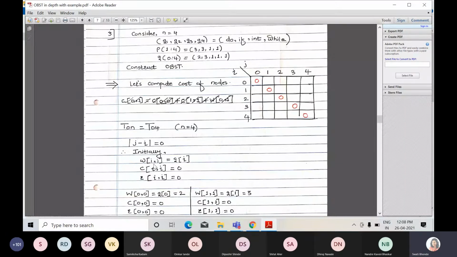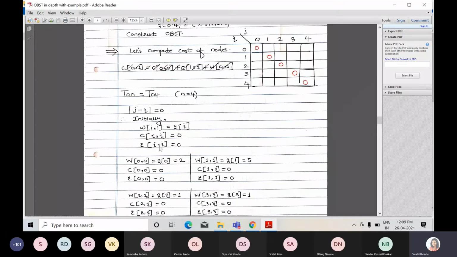So what does this mean? W of 0 0 is 2. W of 1 1 is 3. Next, W of 2 2 is 1, W of 3 3 is 1, and W of 4 4 is 1. Okay, so this is for the first case.